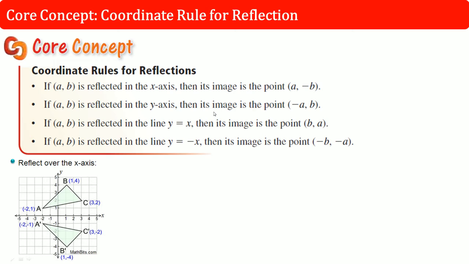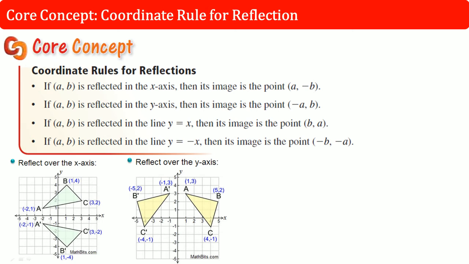If it reflects over the y-axis, here you see that originally it was 1, right here, 1, and the new one was negative 1. They flip the x coordinate, or the a value here, but nothing happens to the b.